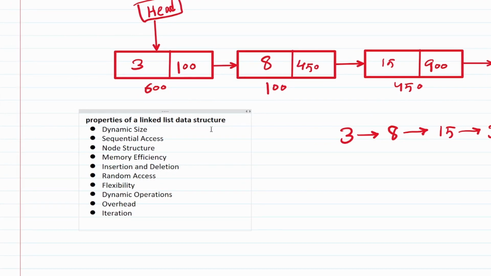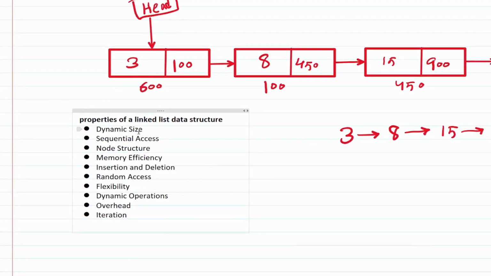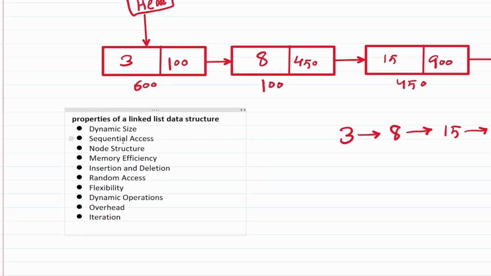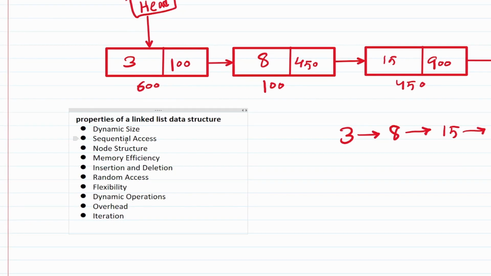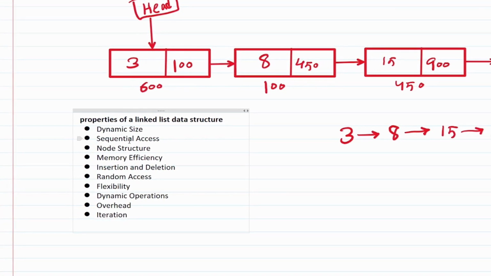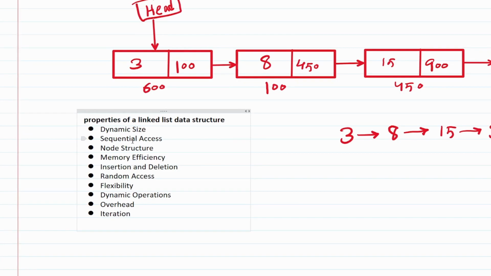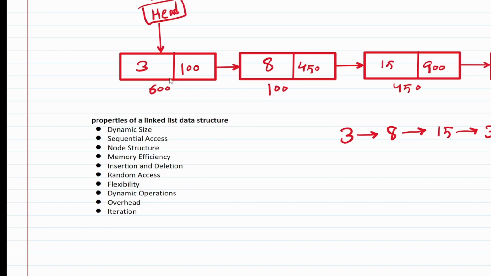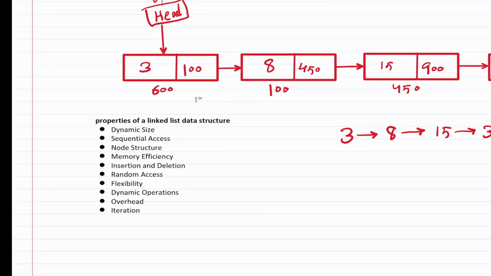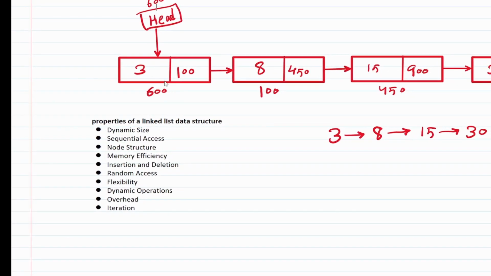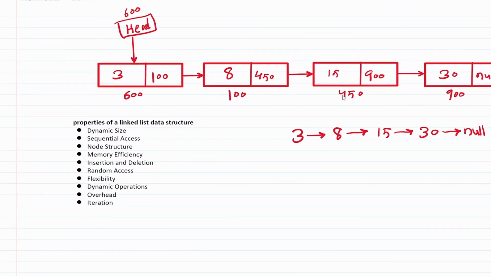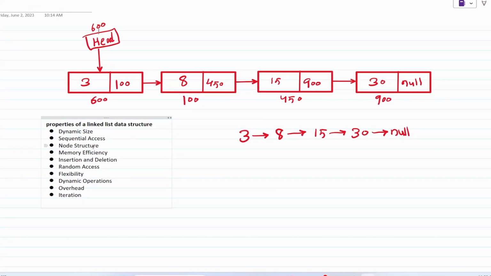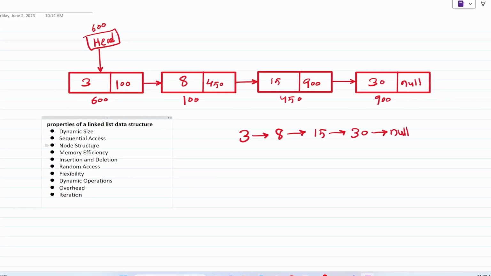We saw that a linked list data structure has dynamic size. It can grow or shrink dynamically as elements are added or removed. Then sequential access. Elements in a linked list are accessed sequentially from head to tail. We cannot access elements randomly like in an array data structure because items are not stored in contiguous blocks of memory, and using the head pointer or the address of the first element, we cannot calculate the address of the subsequent list nodes in the list. We also spoke about node structure.